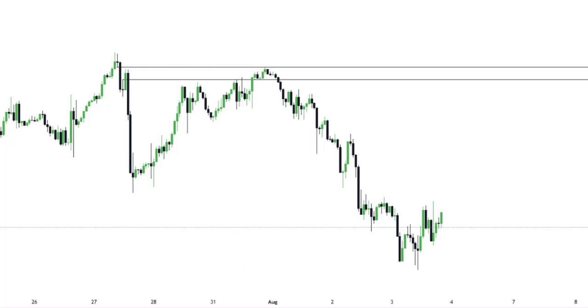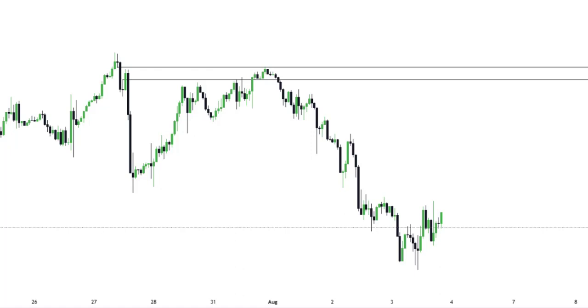On this one we are going to be looking at market structure shift. So what exactly is market structure shift? Market structure shift is very important for traders and especially for ICT traders because it helps us identify when the market is shifting from a bullish to a downtrend or from a downtrend to a bullish trend.